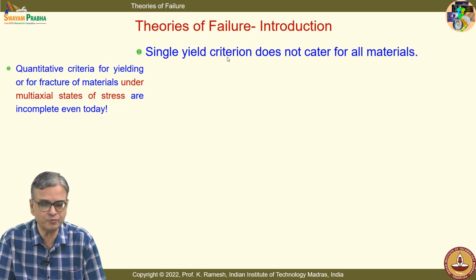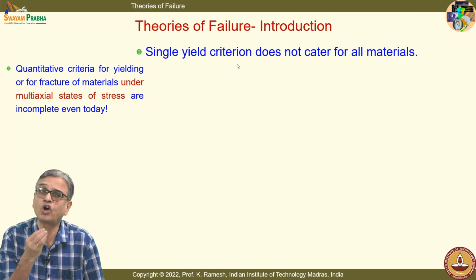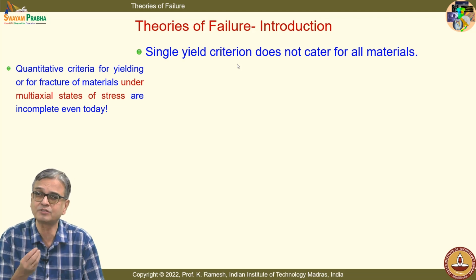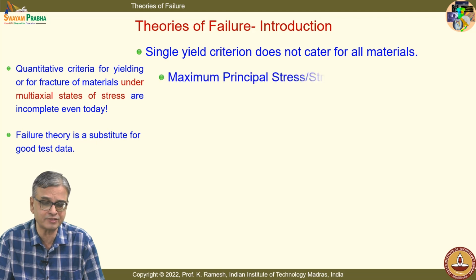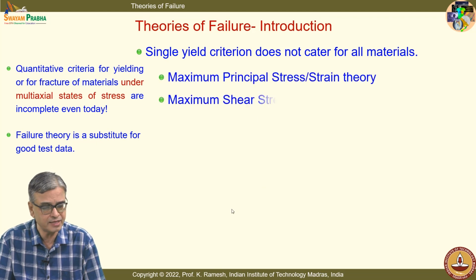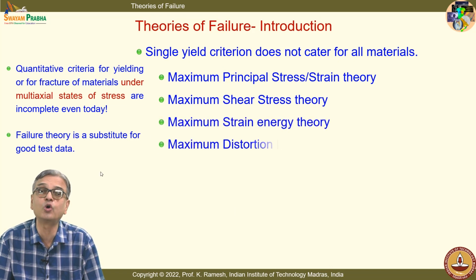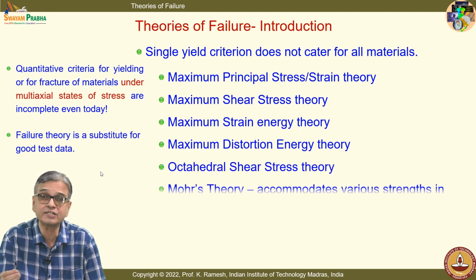And you have seen brittle materials and ductile materials. You can't have one criteria for all of these materials. Even among the brittle materials, you need multiple criteria. Even among the ductile materials, you need multiple criteria, because each material behaves in a different fashion. And from an academic perspective, we may see all of these theories. And you should also recognize failure theory is a substitute for good test data. If I have a good test data, I would put more emphasis on the test data.